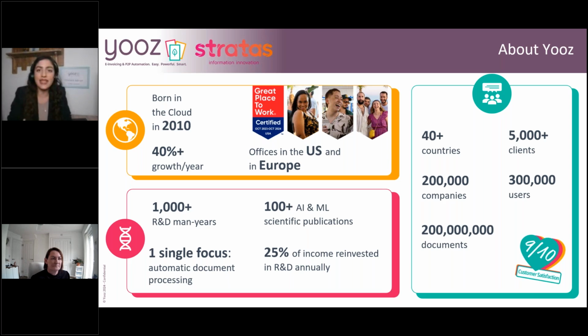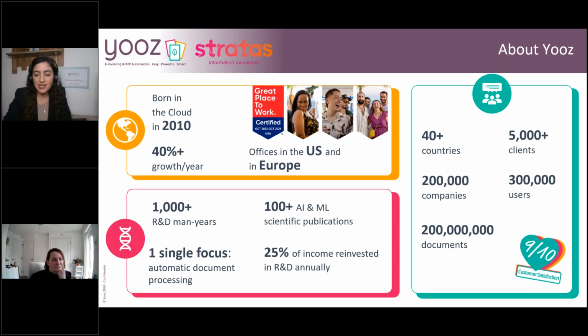So this scalable plan has expanded quite rapidly. We're really only dedicating our time to this one focus, which is document automation. And we're really invested into technology and innovation. It's part of our DNA at Yooz. So we're reinvesting a quarter of our income back into this development. We're producing lots of white papers, scientific publications. I love hosting these webinars and doing masterclasses to really educate the community about technologies.